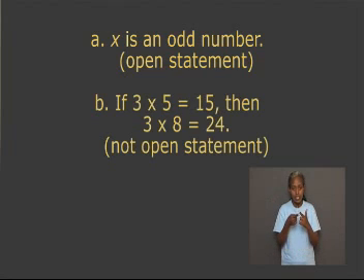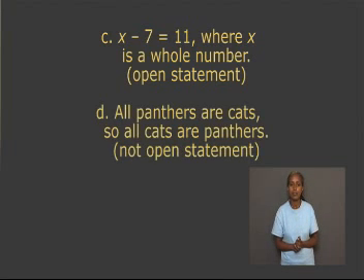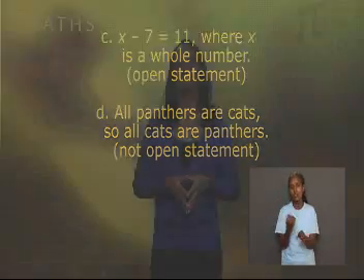The second statement is not open. It has an established truth value of T. The third statement is open. x is the variable and is a whole number is the property to be satisfied. The fourth statement is not open. It has an established truth value of F. All cats are not panthers. Were those your answers? Well done, students.